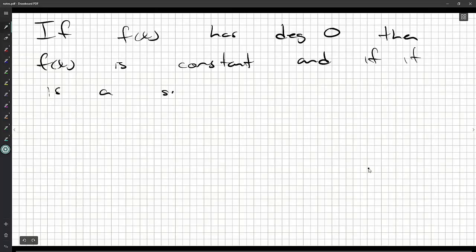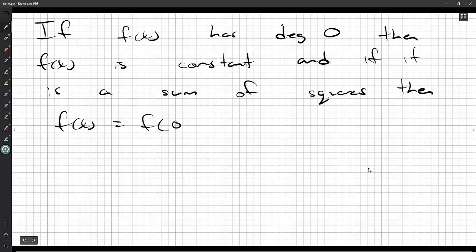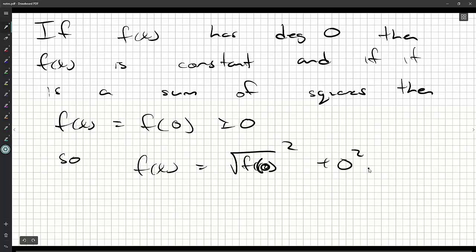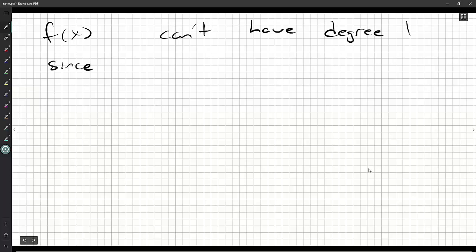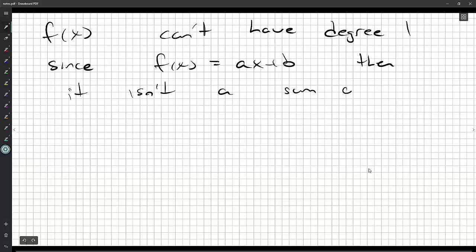And if it is a sum of squares, then f of x is equal to f at any value. So f at x is equal to 0. So we could just write it's the square root of f at 0 squared plus 0 squared. Okay? So now, I don't think f of x, let's say, can't have degree 1, since if f of x equals, let's say, ax plus b, then it isn't a sum of squares of constant polynomials.